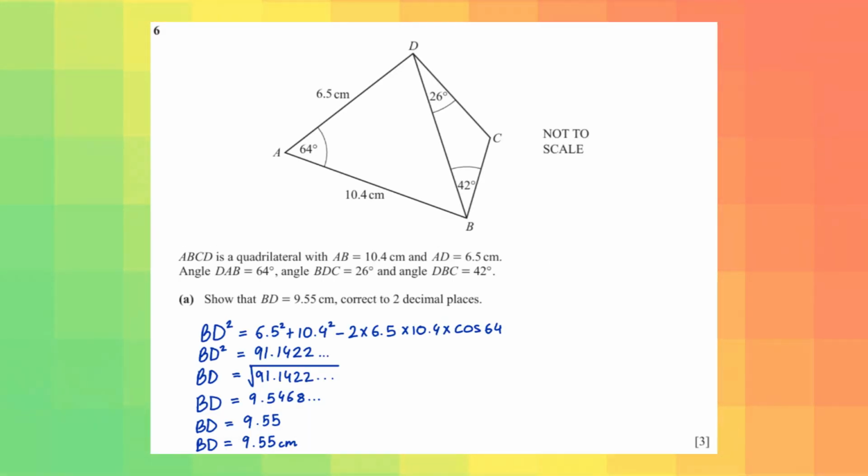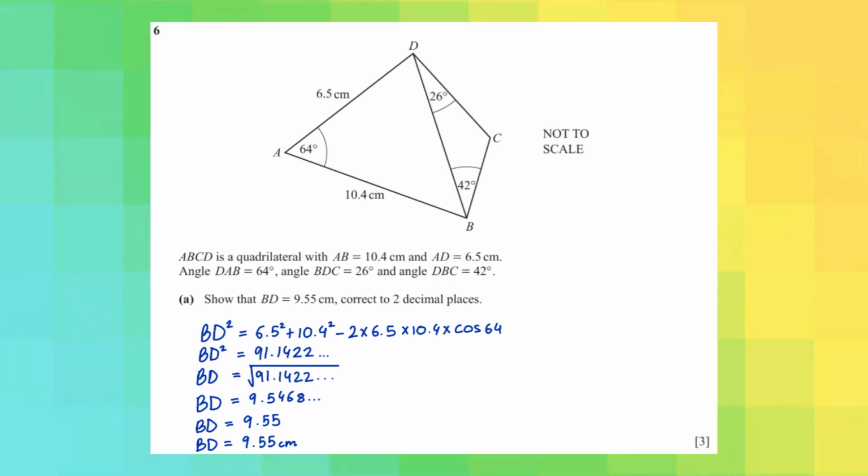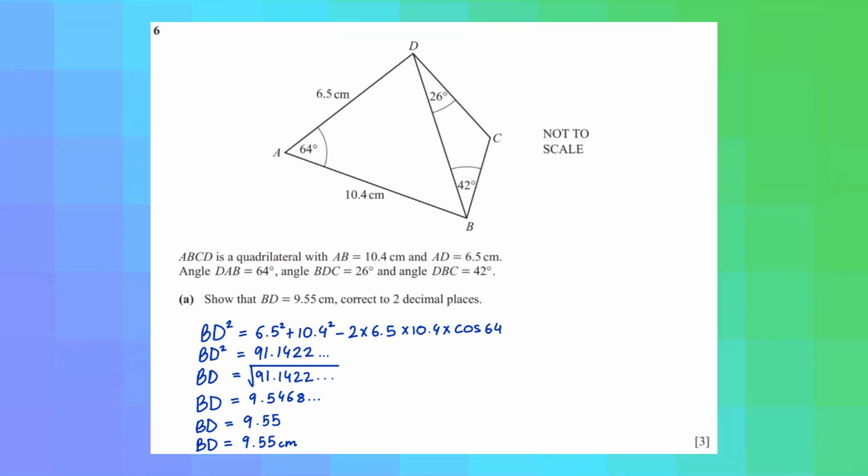It says ABCD is a quadrilateral with AB equals 10.4 centimeters and AD equals 6.5 centimeters. Angle DAB equals 64 degrees, angle BDC equals 26 degrees, and angle DBC equals 42 degrees. Show that BD equals 9.55 centimeters, correct to 2 decimal places.